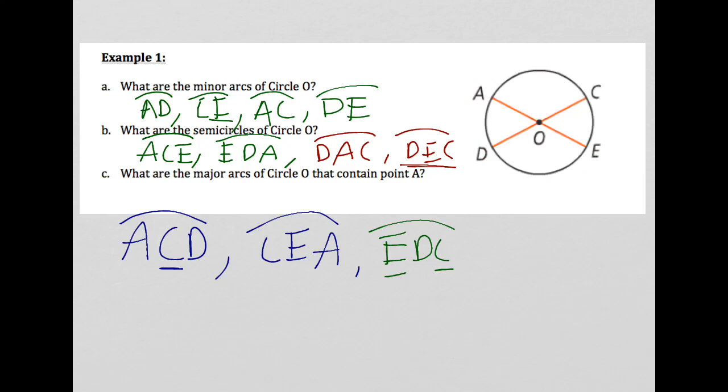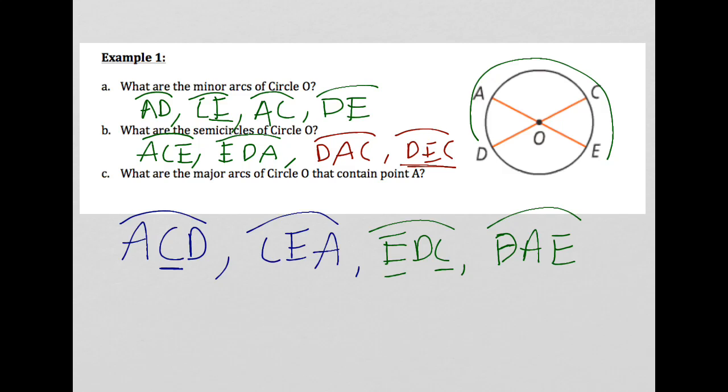The last one that I see, and hopefully some of you are seeing it also, is DAE. That one, start at D and go to E. Those are the four major arcs. This one, if you put a B in there, that makes it kind of interesting for some of you, I'm sure.